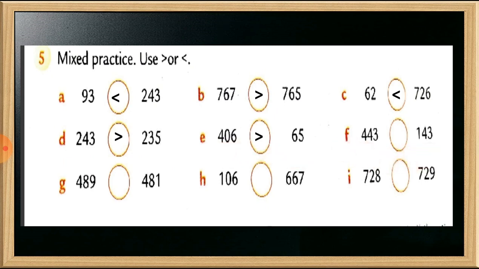Number F, 443 and 143. So 443 is a bigger number. Number G, 489 and 481. So here 489 is a bigger number. Number H, 106 and 667. So 667 is a bigger number. Number I, 728 and 729. So the number 729 is a bigger number.